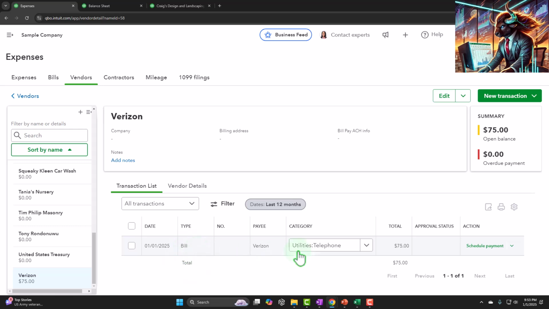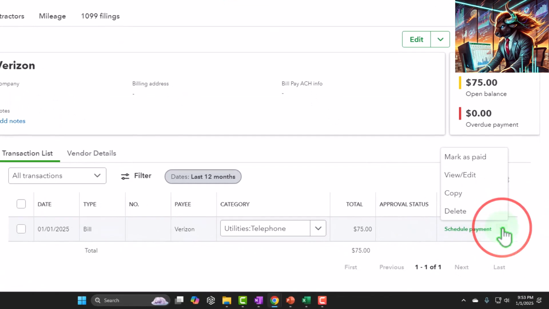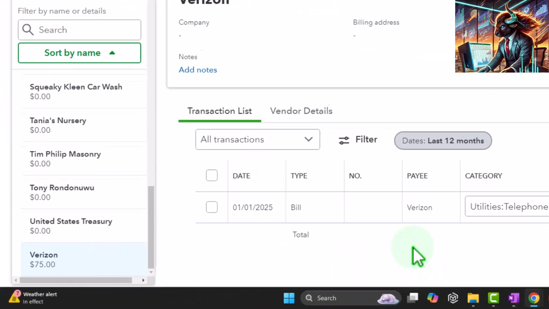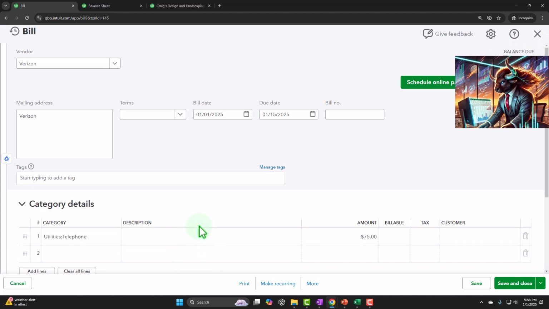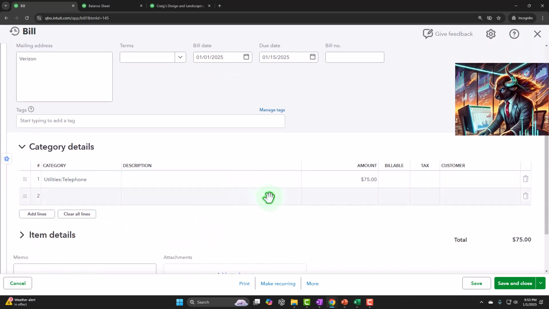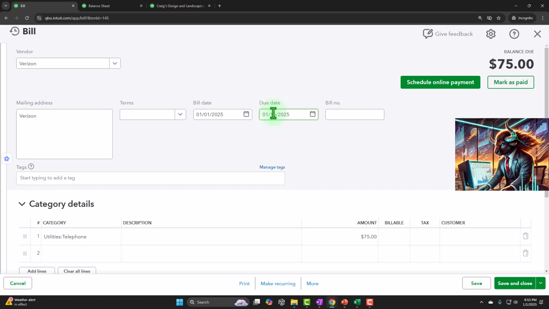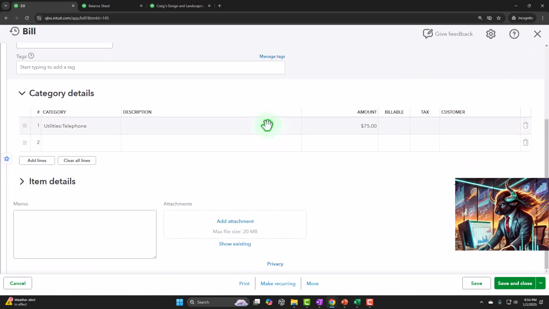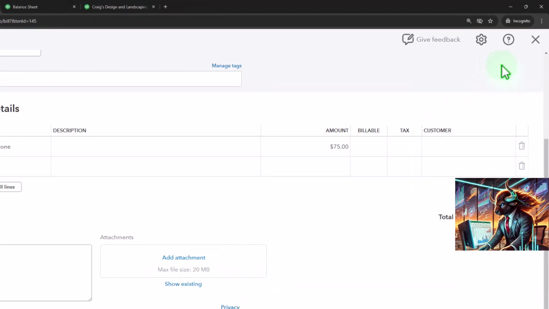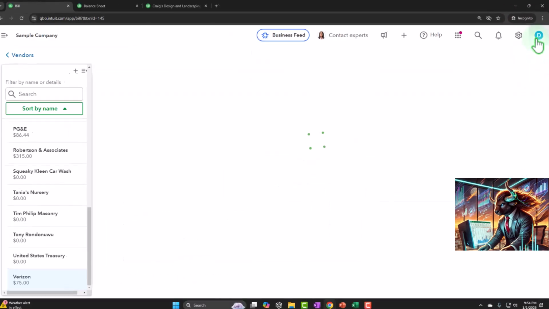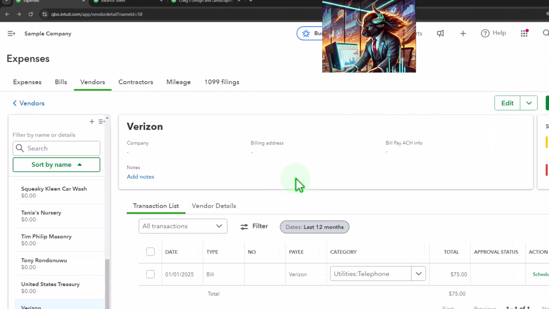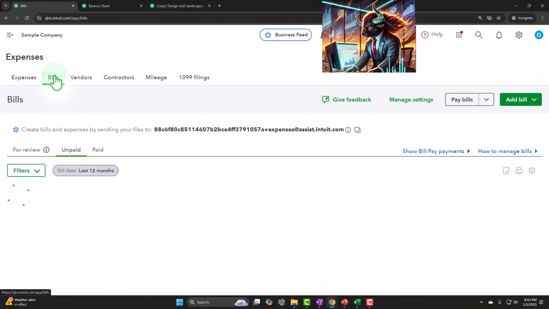So there's our bill. And once again, I can schedule a payment here. Or mark as paid if it had already been paid. And I can go into that bill if I needed to get more information on it, seeing the account that we posted to, as well as the due date and so on and so forth. And if I attached something to it, like the actual bill that we received, then I would have that attachment down here as well. Let's close that back out because the most likely place we would go to pay the bill is in this bills area.